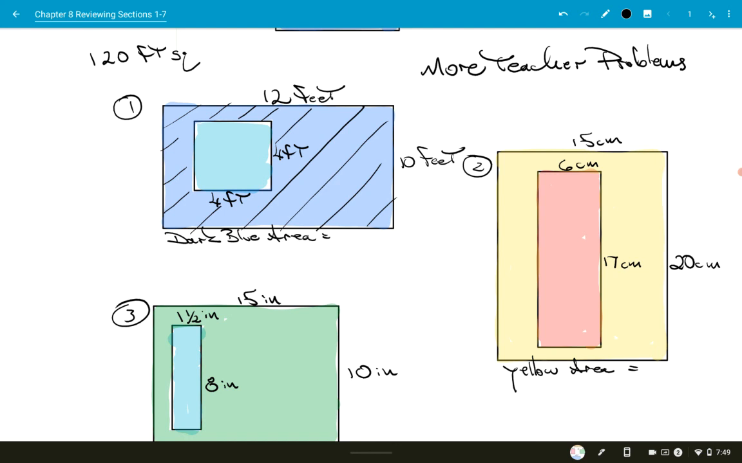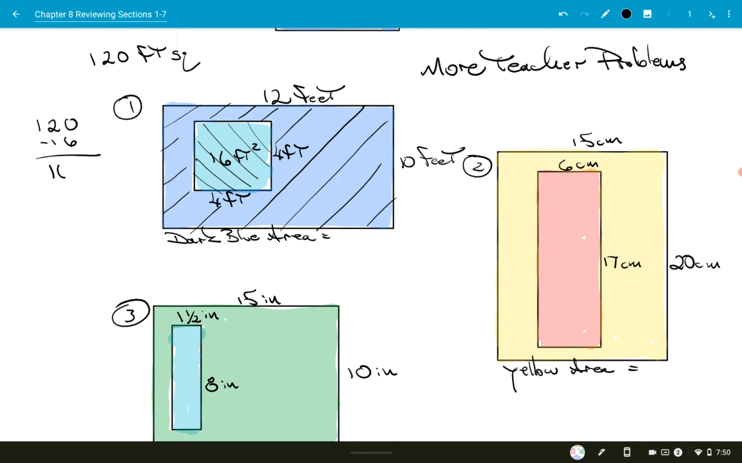Now, what's the area of this one, the smaller square? Well, it's 4 feet by 4 feet, length times width. What's that going to be? That's going to be 16 feet squared. So what's 120? Okay. Now we're excluding this. We're not counting that. We just want to find the area of the dark blue. So we subtract the smaller area, the lighter blue. So what's 120 subtract 16?